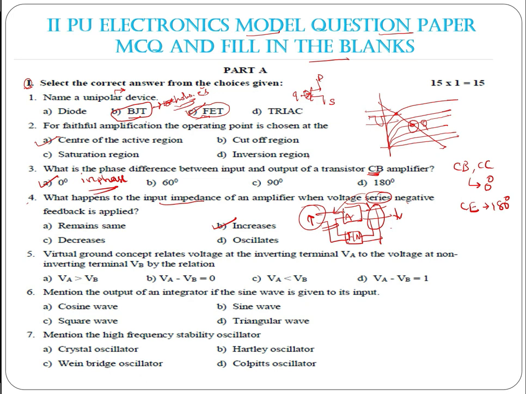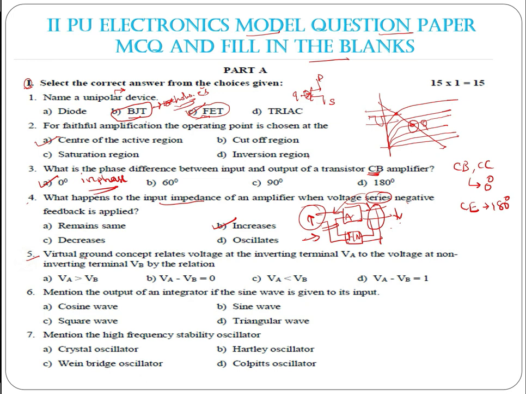It can be asked in another way also: which feedback is applied to increase the input impedance and to decrease the output impedance? That becomes voltage series negative feedback. This is the logic. So from one question, 3 to 4 questions can be framed.